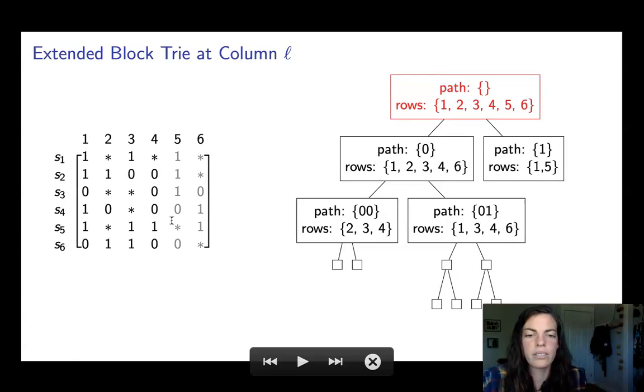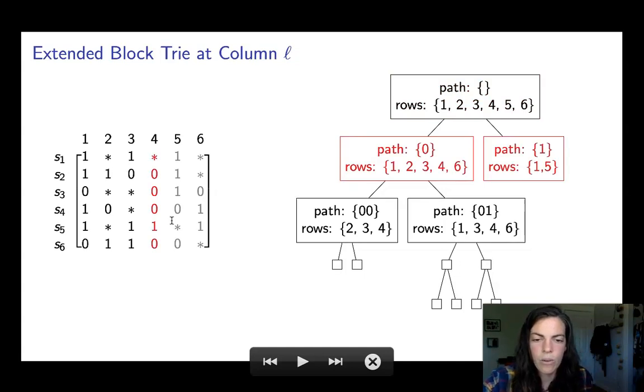The root node has an empty path, and trivially all rows match to it. When we think about adding our first column, which would be column 4, we add both children. Then we check which rows match to each one. For the 0 child, rows 1, 2, 3, and 4 match. For the child with path 1, only rows 1 and 5 match.